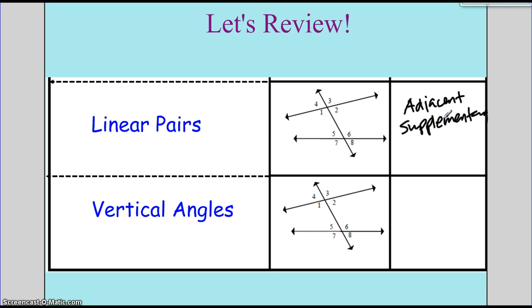Okay? So for instance, in this picture, 4 and 3 are linear pairs. 1 and 2 are linear pairs. 5 and 7 are linear pairs. Vertical angles are across from each other and they are congruent. So 1 and 3 are vertical. 4 and 2 are vertical. 5 and 8 are vertical. Okay?